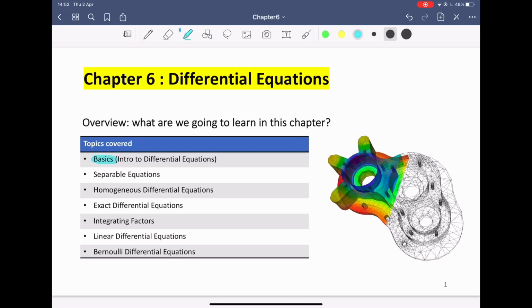After that, we're going to look at some forms of differential equations that are easy to solve, including separable equations, homogeneous differential equations, and exact differential equations. And then we're going to learn how to convert non-exact differential equations to exact differential equations by using integrating factors. And then we're going to wrap up the chapter by looking at linear differential equations and Bernoulli differential equations. That's all the plan for this chapter.